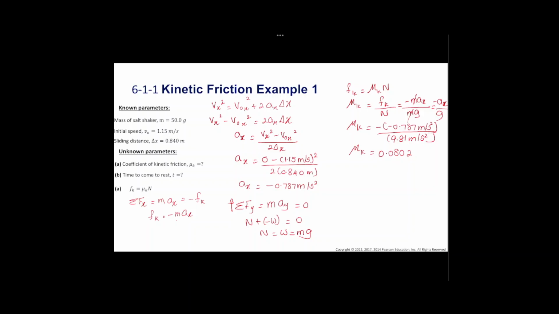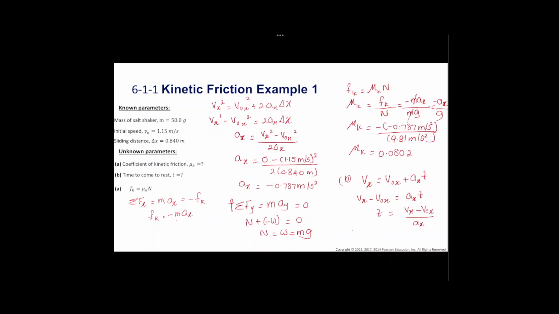Now in part B, we are asked to find the time for the salt shaker to come to rest. So we can simply use the kinematic equation to find time. We know the final velocity, which is 0, the initial velocity, and also the acceleration. Therefore for part B, we can use the equation Vx equals V naught x plus Ax t. So now we have to find t. Let's isolate t from this equation. Vx minus V naught x is equal to acceleration times t. Therefore t is Vx minus V naught x over acceleration.